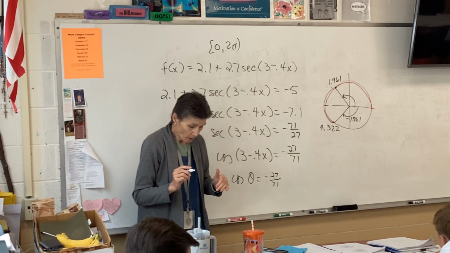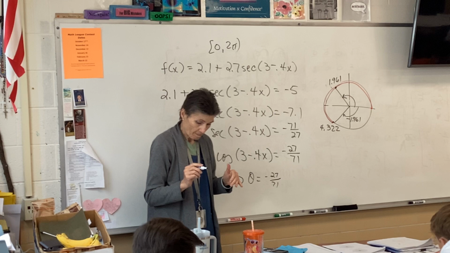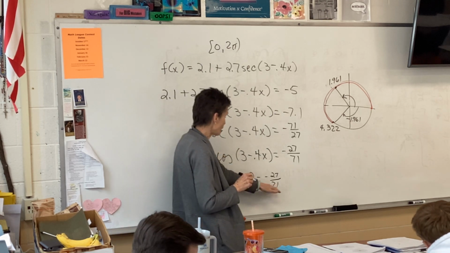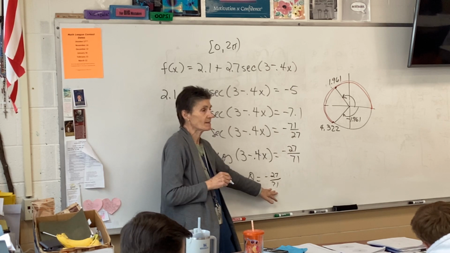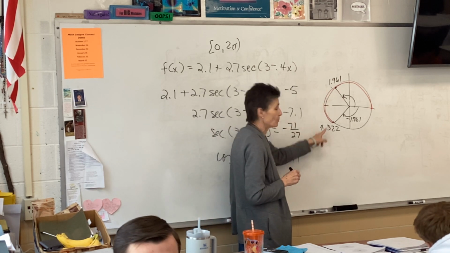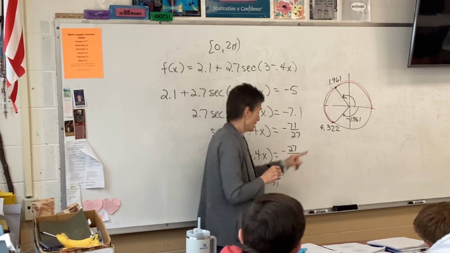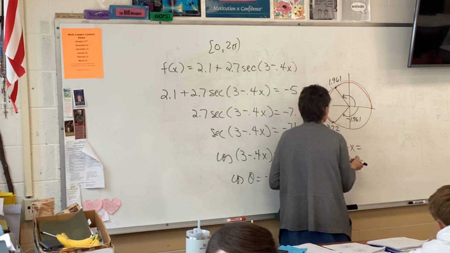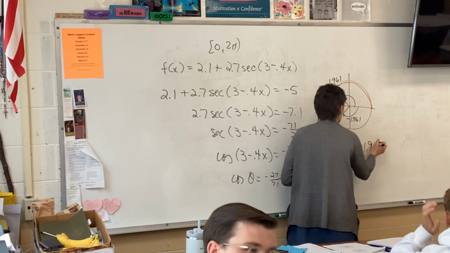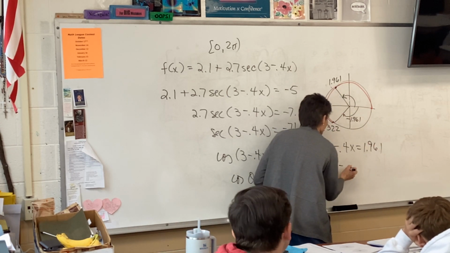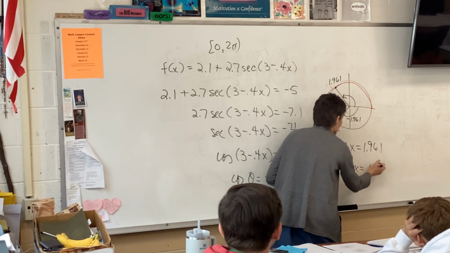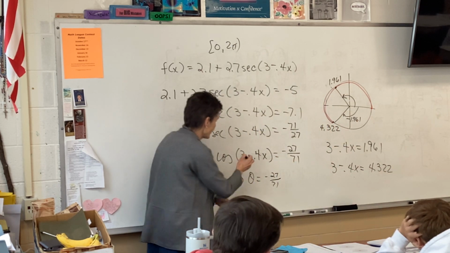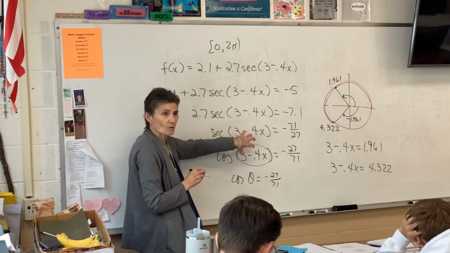So would you agree that the two angles that have a cosine of negative 27.71 are these two angles right here? So 3 minus 0.4x equals 1.961, or 3 minus 0.4x equals 4.322. Because remember, it wasn't a theta, it was all of this. So that's the angle.